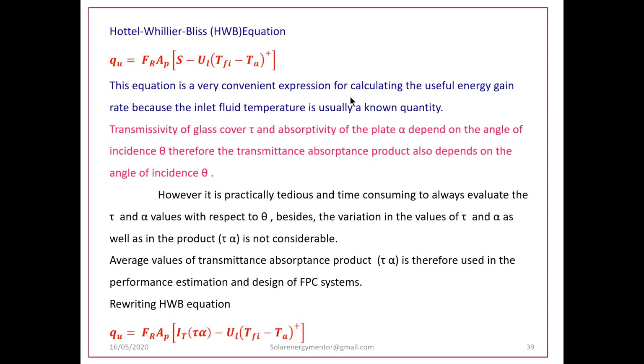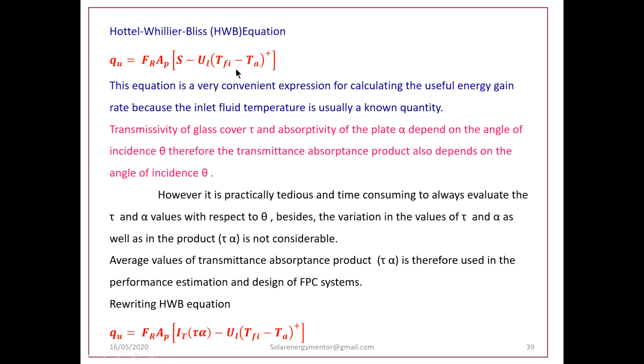The Hottel-Whillier-Bliss equation is written for useful heat gain rate again as FR Ap [S minus UL (TFi minus Ta)], plus, here there is a plus sign written. Why is there a plus sign written? This plus sign is assigned to this bracket, TFi minus Ta. TFi indicates the collector fluid inlet temperature, the temperature of the fluid which is entering the collector, and Ta is the ambient temperature. TFi will go down.